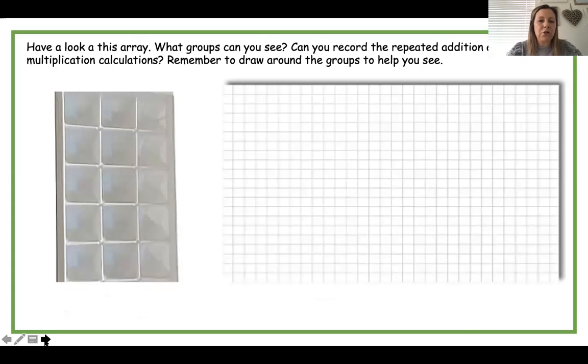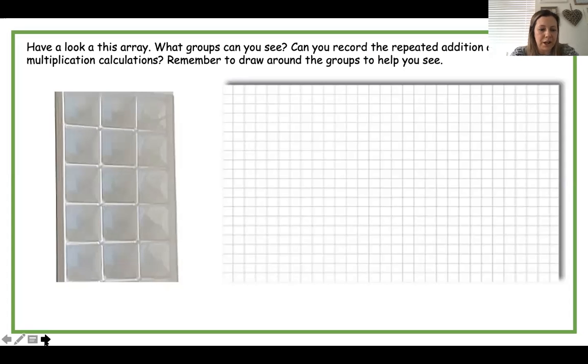Right, so here you're going to have a little go yourself. So you've got another ice tray here with squares. And what I want you to do is to look at the rows and the columns to see what different groups you can see. And then you're going to write it as a repeated addition sentence. There should be two different repeated addition sentences and there should be two multiplication sentences.